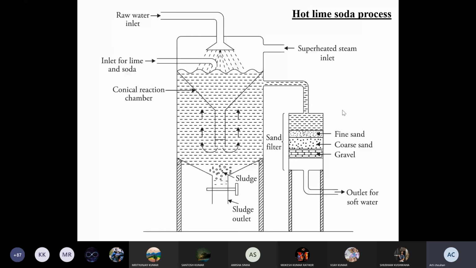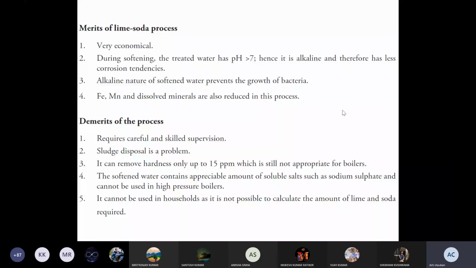Okay, there are a few merits and a few demerits of the lime and soda process. So let's discuss the merits first. It is very economical. During the softening, the treatment is at higher pH, more than 7. Hence, it is an alkaline medium and therefore has fewer chances of any type of corrosion. And you also have fewer chances of growth of bacteria at that particular temperature or higher pH. The growth of bacteria is very less.